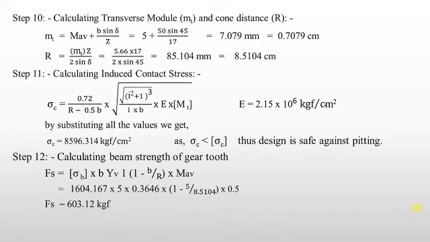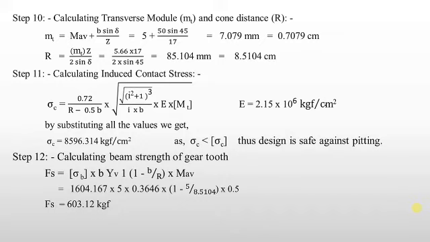Cone distance R is equal to MT into Z upon 2 sine delta, is equal to 5.66 into 70 upon 2 into sine 45, which gives the value of cone distance is equal to 85.104 mm.